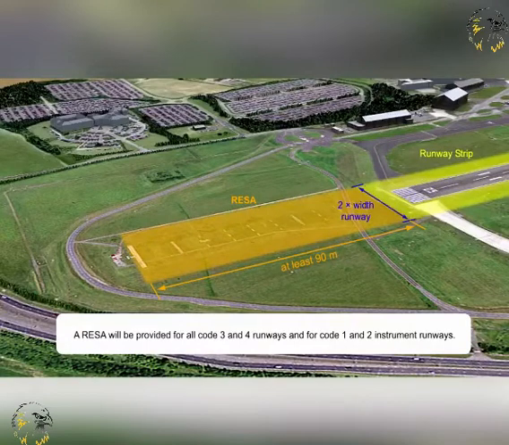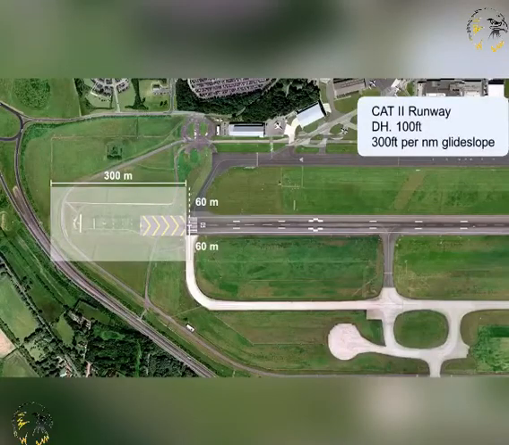RESAs will be provided for all Code 3 and 4 runways and for Code 1 and 2 instrument runways. The radio altimeter operating area is established in the pre-threshold area of a precision approach runway. Don't forget that for Cat 2 or 3 operations, the use of rad-alt is mandatory to determine DH. Thus the area should extend laterally on each side of the extended centre line of the runway to a distance of 60 metres, and for at least 300 metres from the end of the runway. It should be as level as possible.